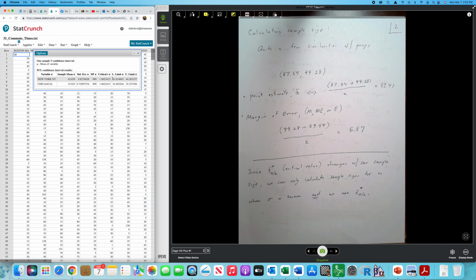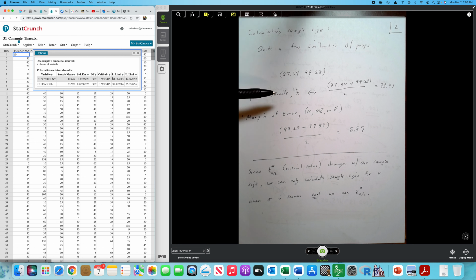All right, moving on, calculating sample sizes. Now, you're going to find quite a few similarities with proportions. Meaning that just in general, if we have a confidence interval, we can find the point estimate by just adding the two endpoints and dividing by two to find the average to get the center. Because remember, the point estimate X bar falls right smack dab in the center of the interval. So in this case, the center of that interval would be 93.41.